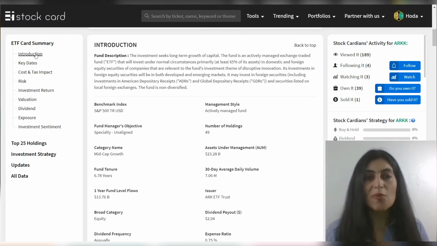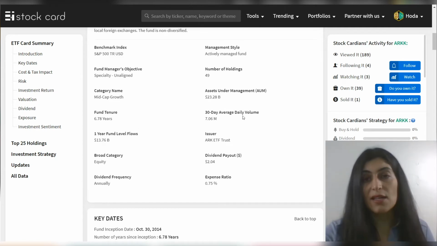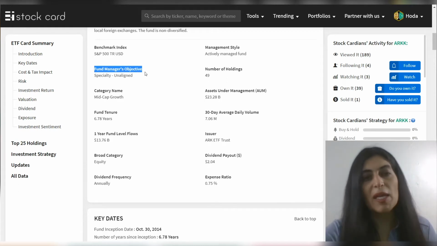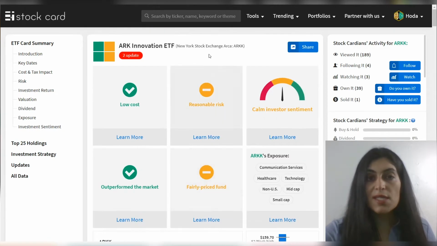It tells you what it's all about and gives you some of the basic information that you might want to know about that ETF. So number of holdings, 14, what kind of objective the fund manager, in this case Cathie, would have, and so on and so forth. Of course, like before, you could still click anywhere on a stock card and it would take you to the right section.